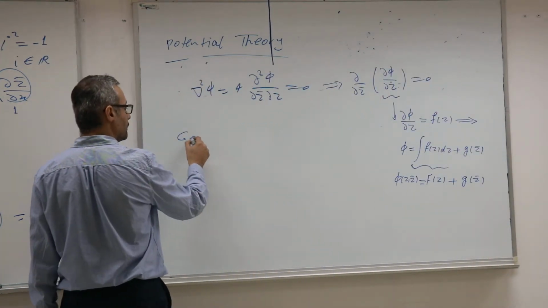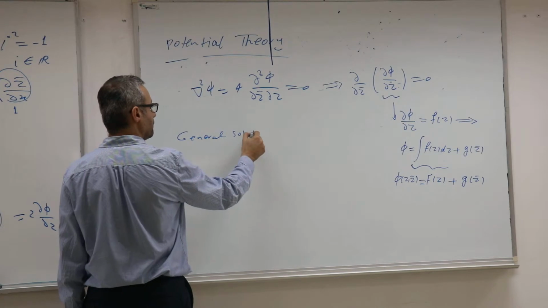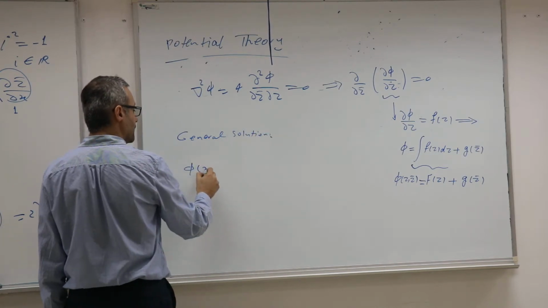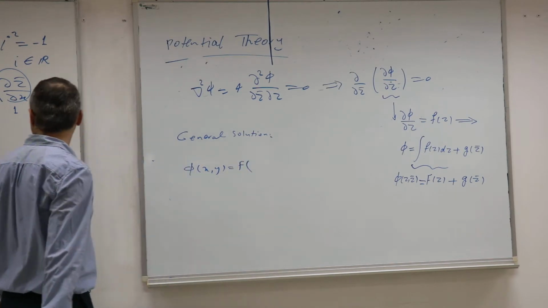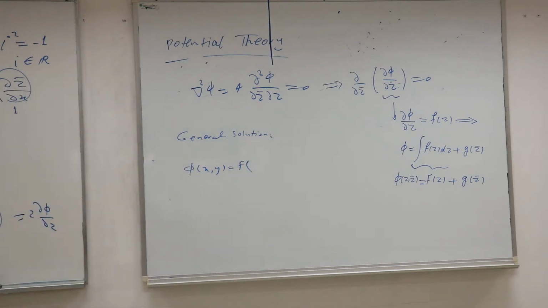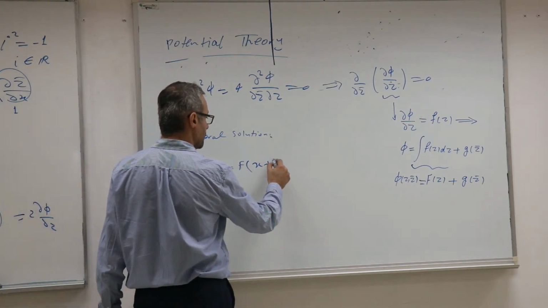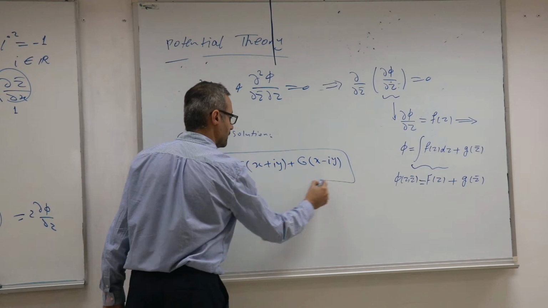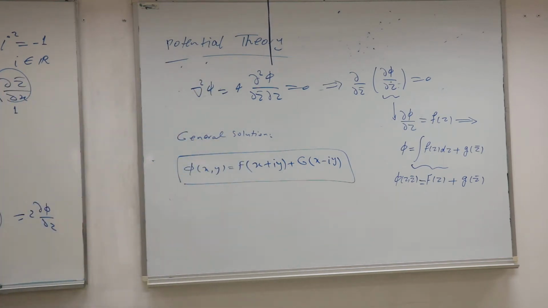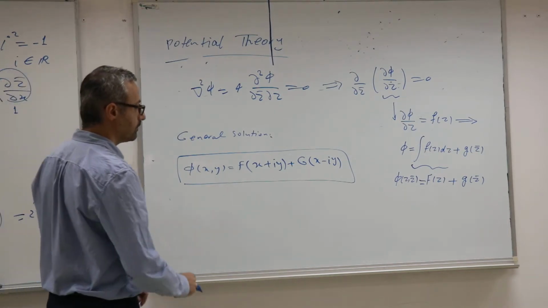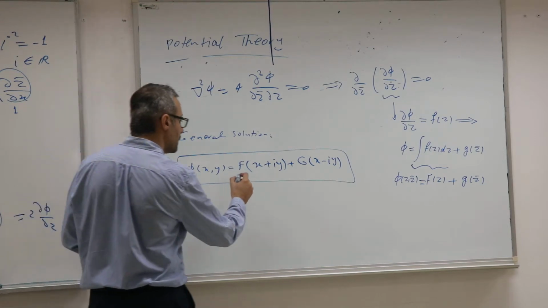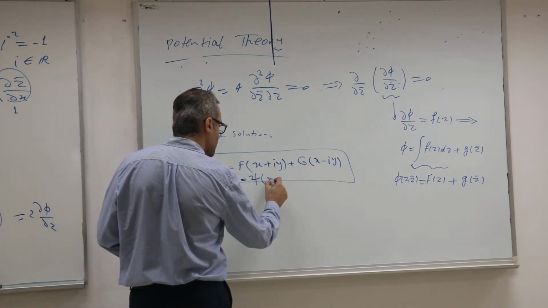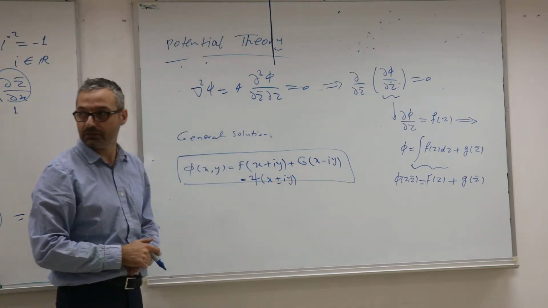So the general solution for the Laplace equation will be phi of x and y equals f of z plus g of z bar. What is z? z is x plus iy, and z bar is x minus iy. So any function in this form is a solution for the Laplace equation. Any function. If you can write any function like that, it will be a solution for the Laplace equation. Or, generally, I can write that any function of x plus or minus iy will be a solution of this equation. Yes?